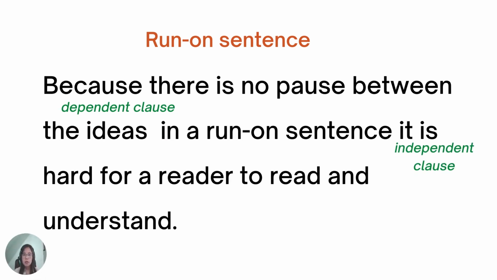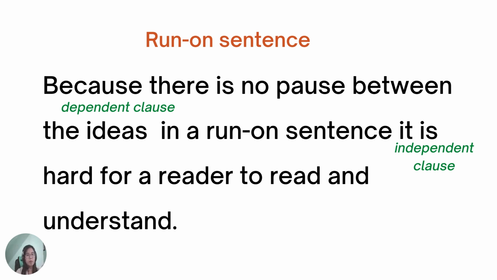Okay, let's have the second run-on sentence. Because there is no pause between the ideas in a run-on sentence, it is hard for a reader to read and understand. In this particular example, this run-on sentence has one independent clause and one dependent clause. What is a dependent clause? A dependent clause has a subject and a predicate, but the idea or the thought is not complete.